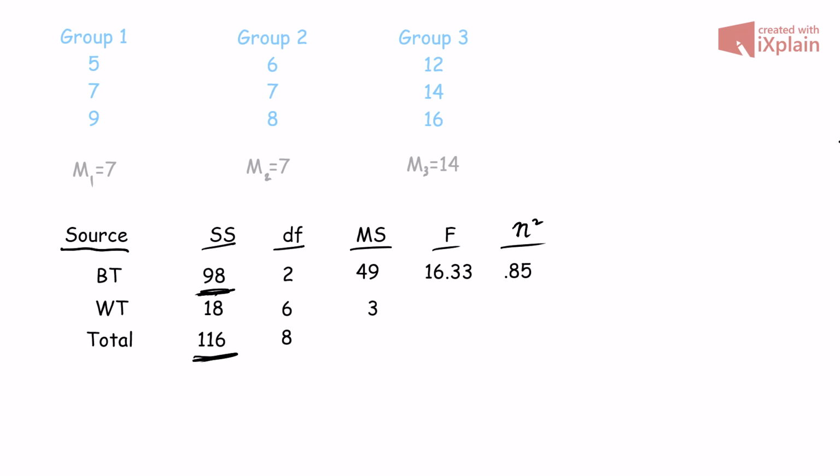That's a very large effect. Anything above a 0.25 is considered a large effect. Anything close to, say, 0.09 is considered a small effect. We'll talk more about how to interpret the eta squared in the activity.